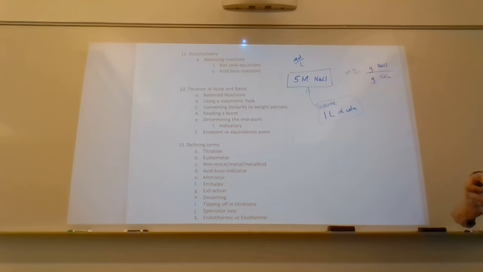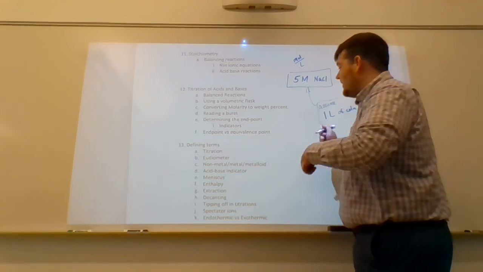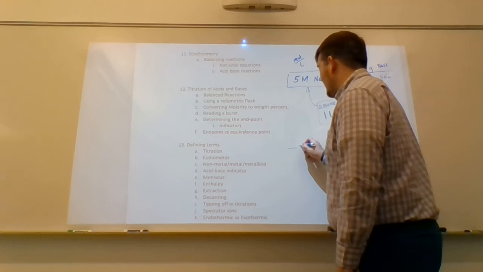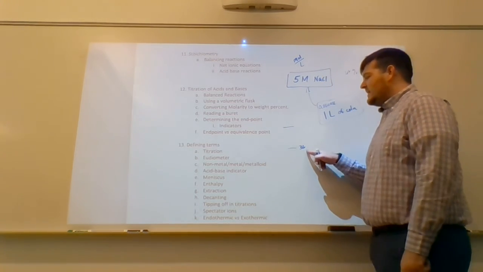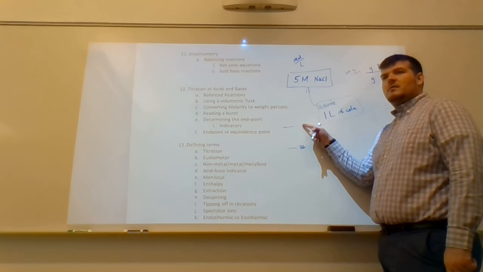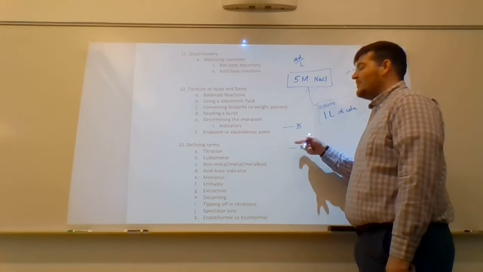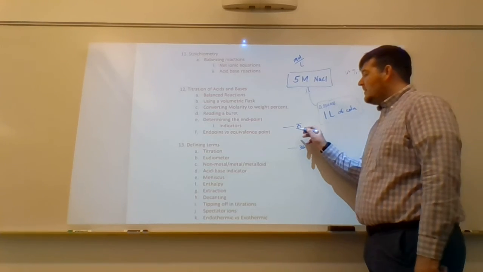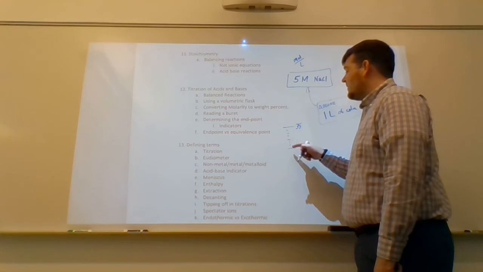Reading a burette. Burettes have tick marks for every 0.1. So let's say I have 36 here. What would I have up here? 35. Remember, burettes read downward. So 1, 2, 3, 4, 5.